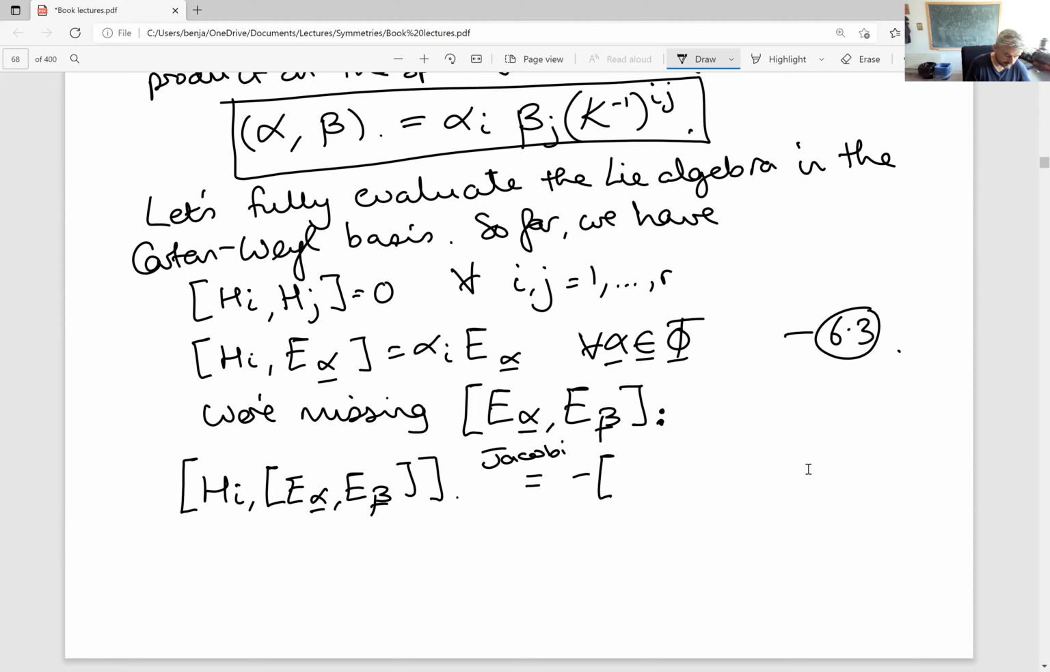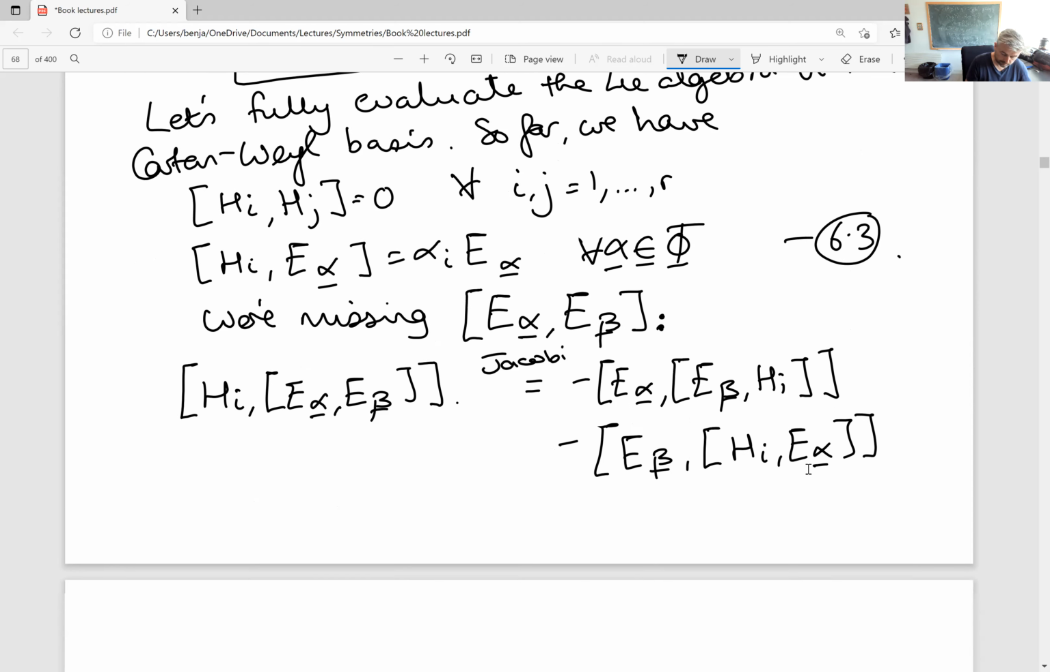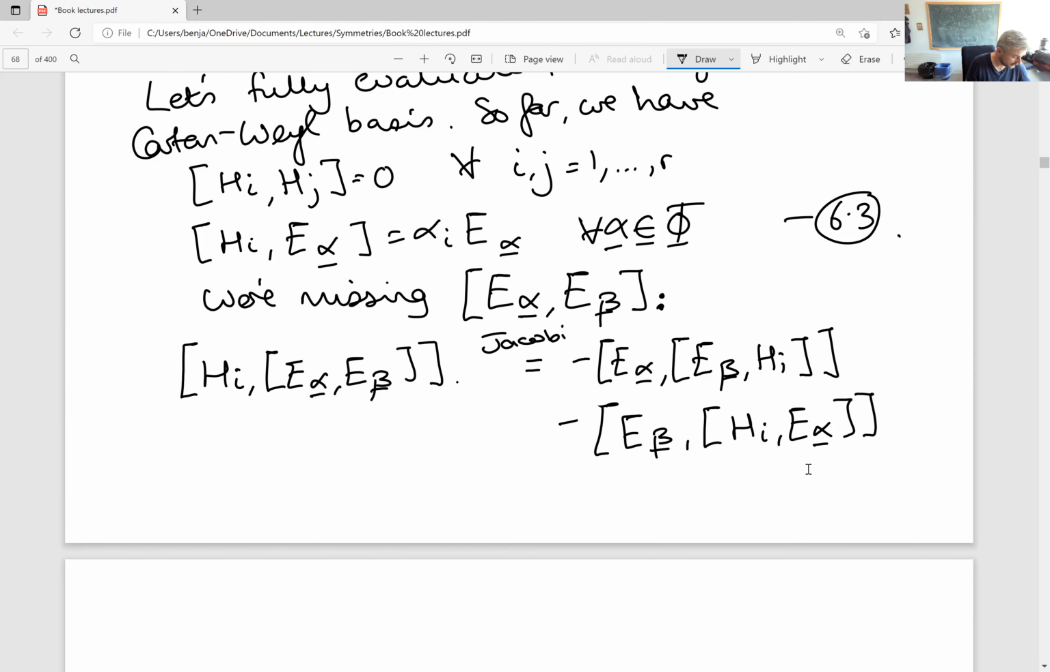So this is minus [E_alpha, [E_beta, H_i]] minus [E_beta, [H_i, E_alpha]]. Okay, so we know from 6.3 what these brackets within are, and we just get alpha_i plus beta_i, cancelling the minus signs, times [E_alpha, E_beta].